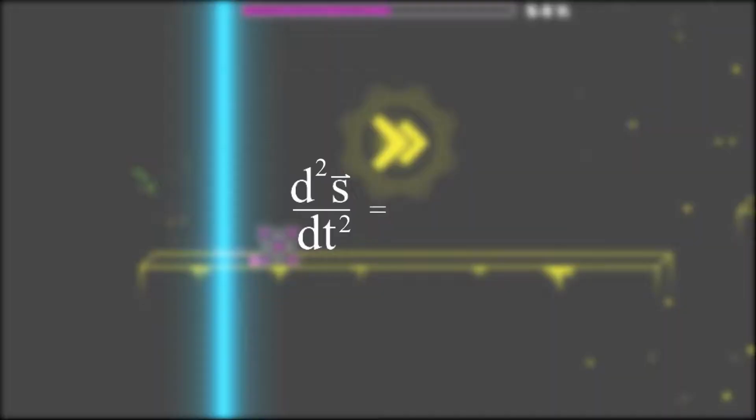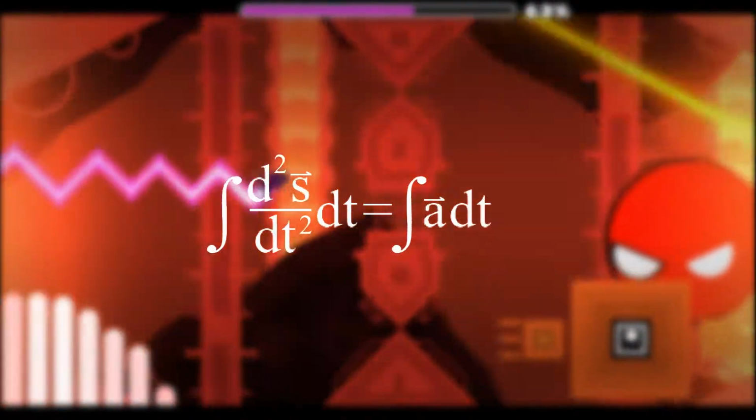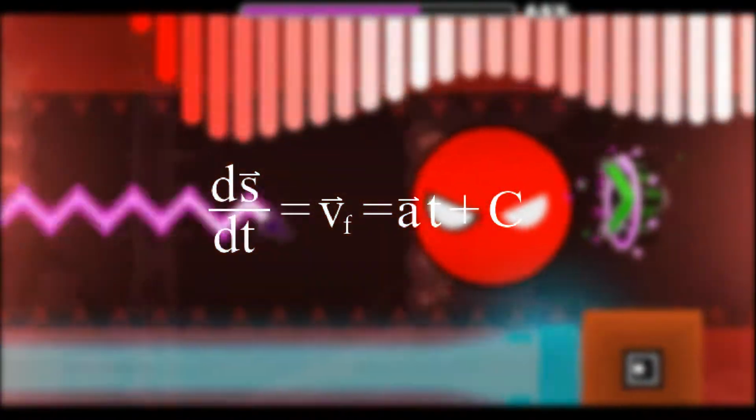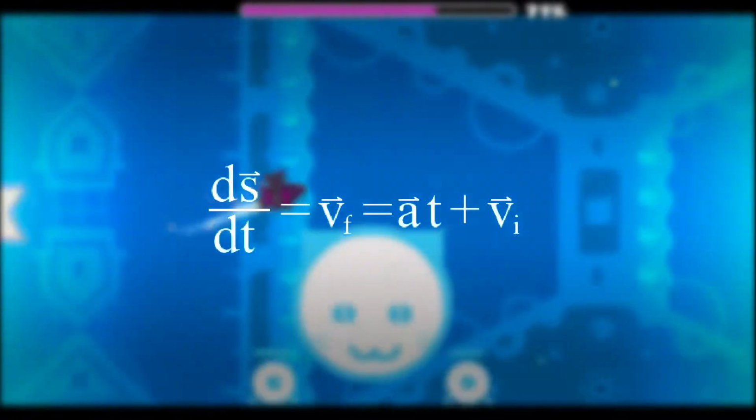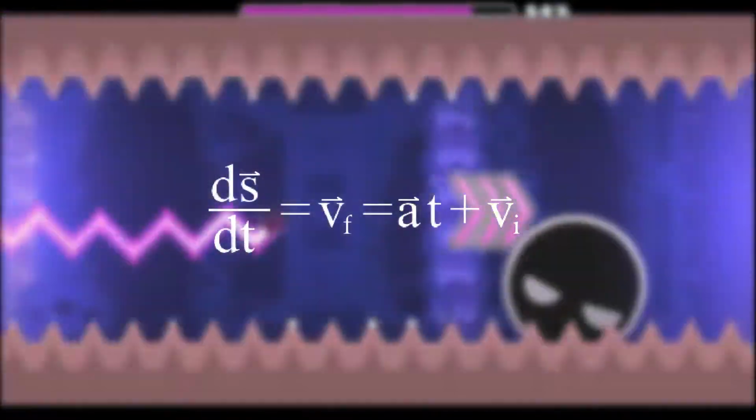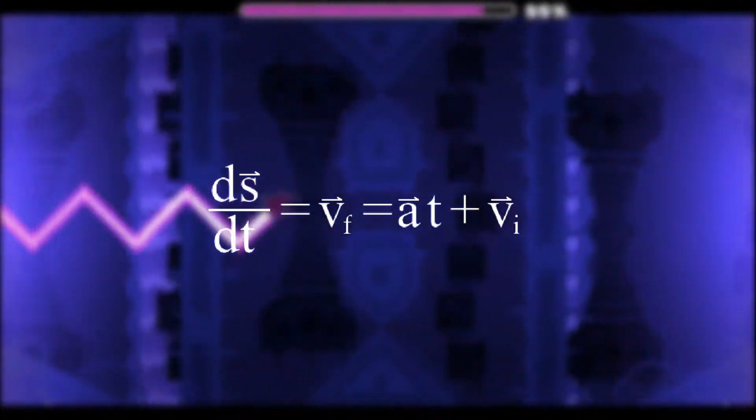So we set n equal to 2, and that leaves us with the statement that the second derivative of displacement is equal to acceleration. So all we have to do here is we take the integral with respect to time on both sides. And that eventually results to this statement. The derivative of displacement with respect to time is equal to the final velocity, which is then equal to acceleration times time plus the initial velocity.